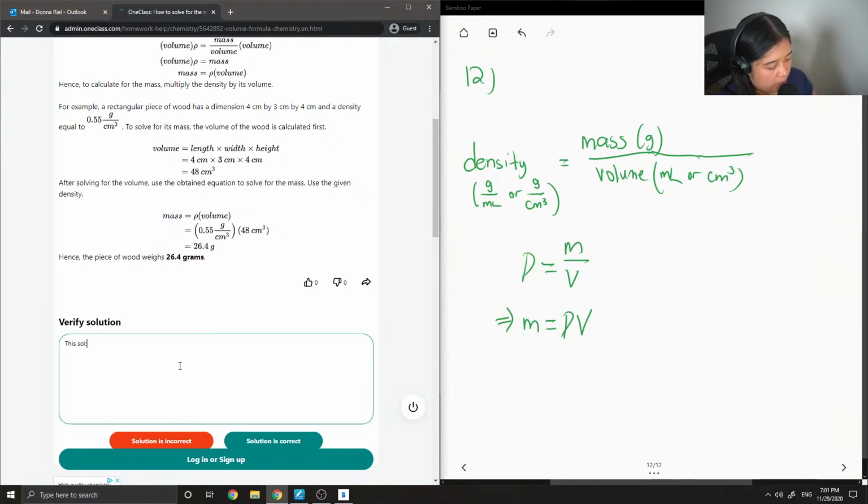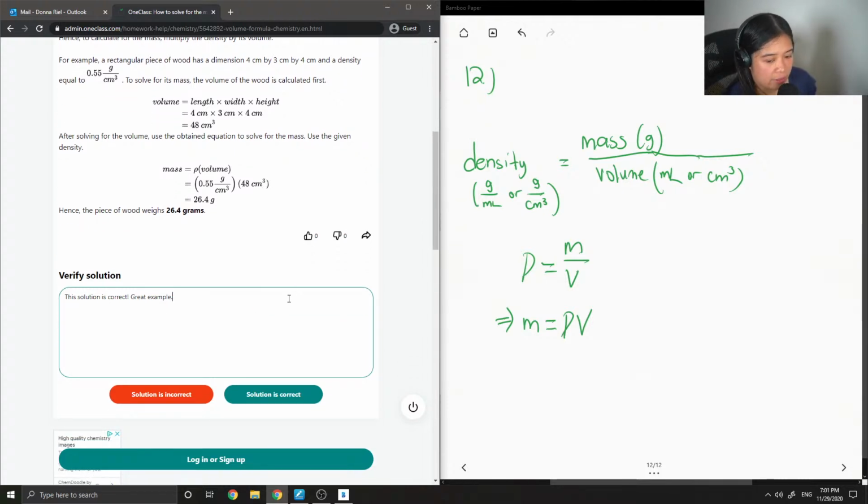Yep, so this solution is correct. We also had a good example showing how to calculate the volume of like a rectangular piece of wood. That was pretty cool.